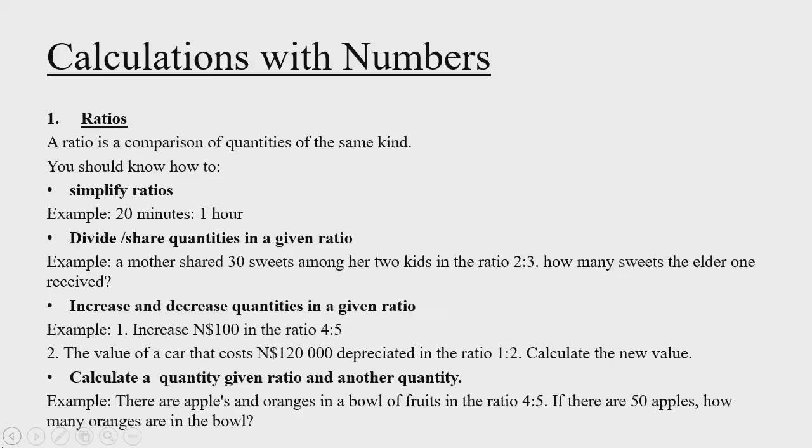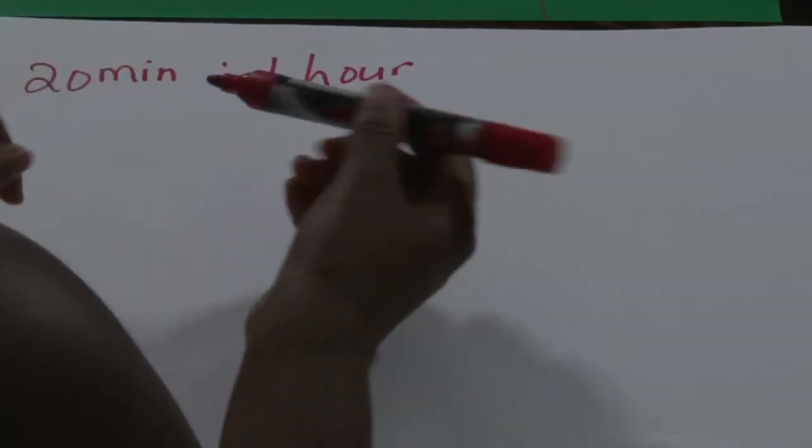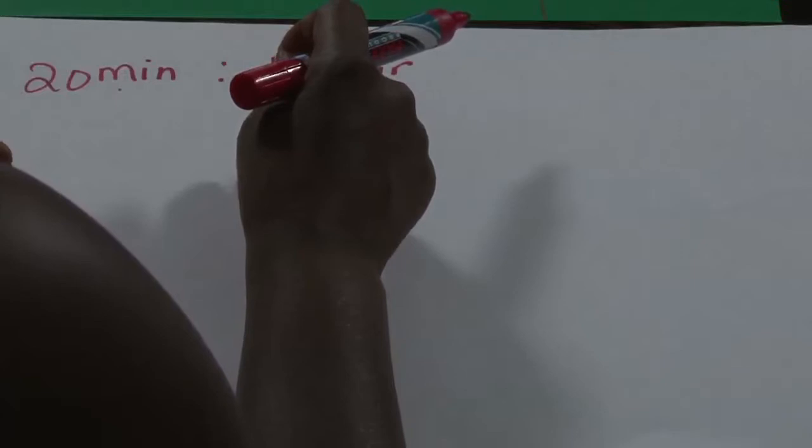We have this: simplifying 20 minutes to 1 hour. When we are presenting our numbers in ratios, we use this. Now you can see that our units are different. Whenever units are different, you have to convert them to the same unit. Critically speaking, if you convert minutes to hours, 20 minutes to hours will give us decimals, and sometimes working with decimals you need to do something else.